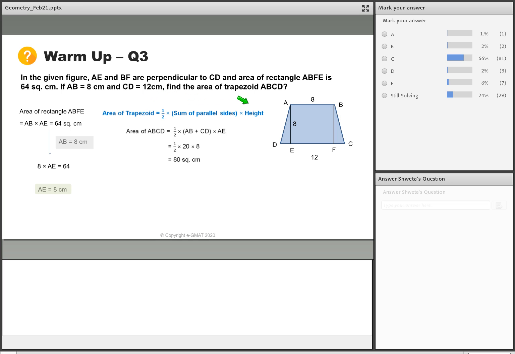So in this trapezoid, you see there are two sides which are parallel. Which ones are those? It's AB and CD. So you add them, AB plus CD, and you multiply this with the height, which was AE. Just plugging in those values, you get the answer, which is 80 centimeters squared, option C. I hope everyone is super clear with the solution for this one.